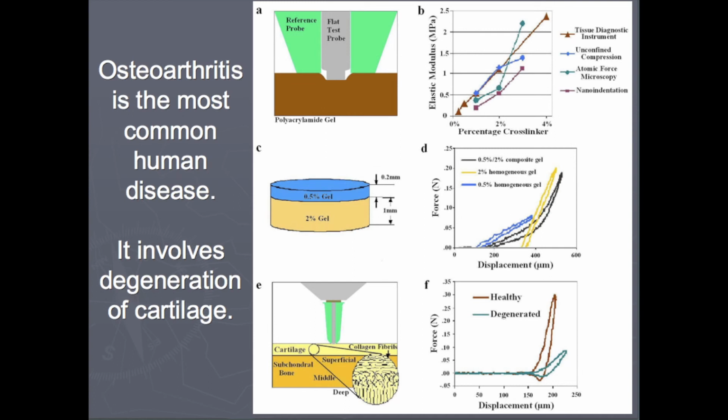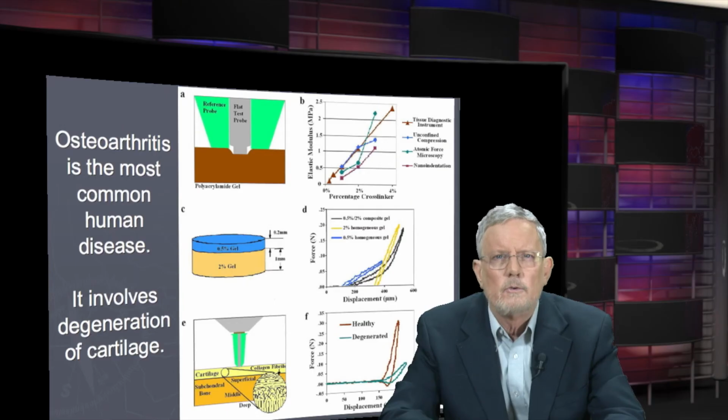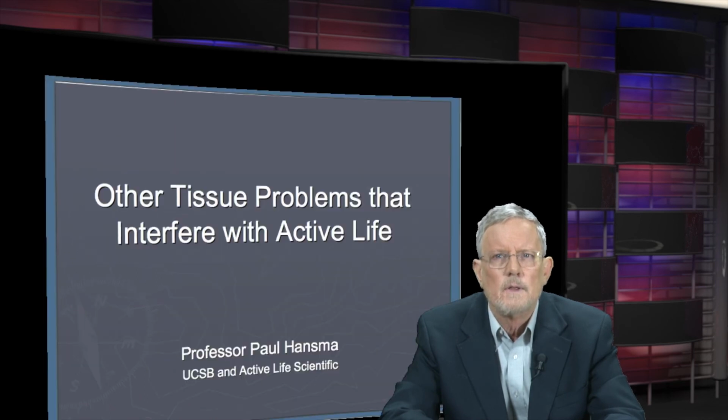These are just two examples of many situations in which tissue mechanical properties that inhibit people's active life can now be investigated with reference point indentation.